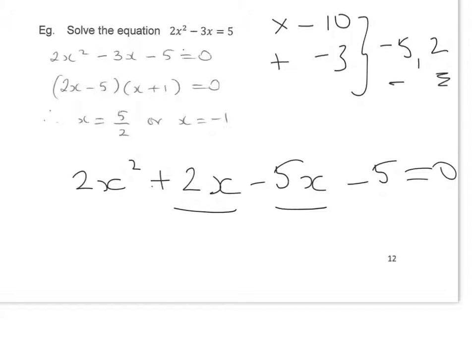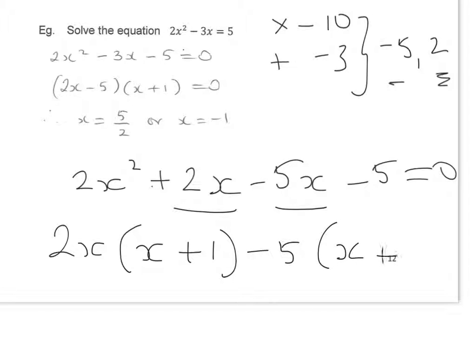It doesn't matter which way round you write these 2 terms. I've chosen to write it this way because when I then move on to factorise this pair and this pair, it's slightly easier. So looking at the first pair here, I can see a common factor there of 2x. So I can take a 2x out, which leaves me with x plus 1. And from the second pair, minus 5x minus 5, I can take out a factor of minus 5, which leaves me with x plus 1. It's all still equal to 0.